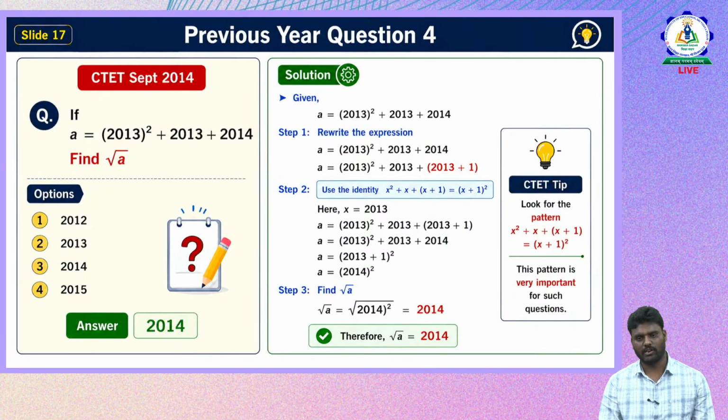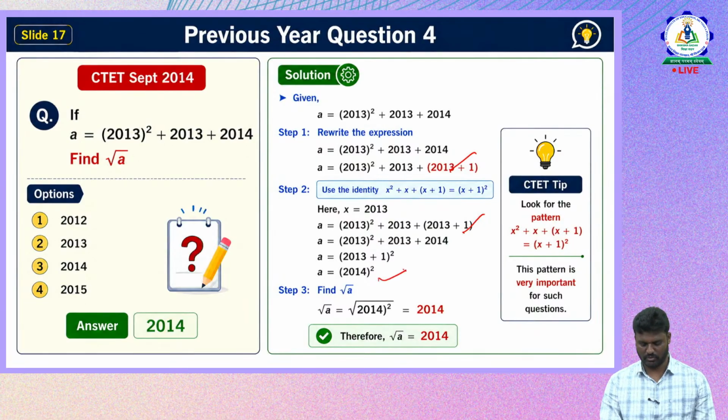Now let us try to rewrite the expression. So a is equal to 2013 squared plus 2013 plus 2014. We can write 2014 as 2013 plus 1, so that we bring it into uniformity: 2013 squared plus 2013 plus 2013 plus 1. Now use the identity x squared plus x plus x plus 1, which becomes (x + 1) whole squared. Here x is 2013. So if we simplify this, we will get 2014 squared.